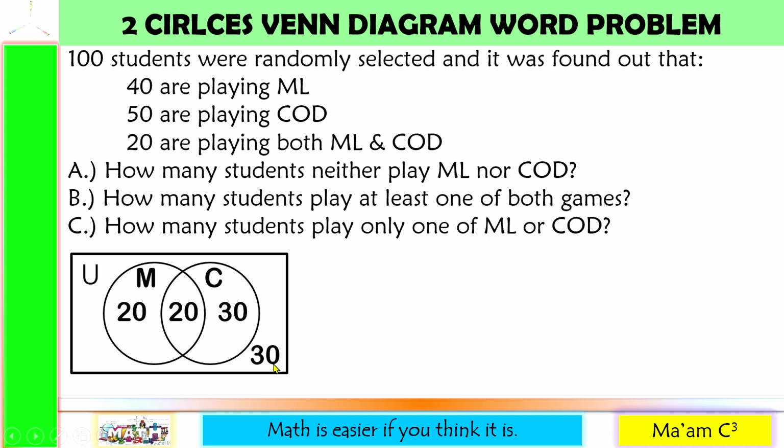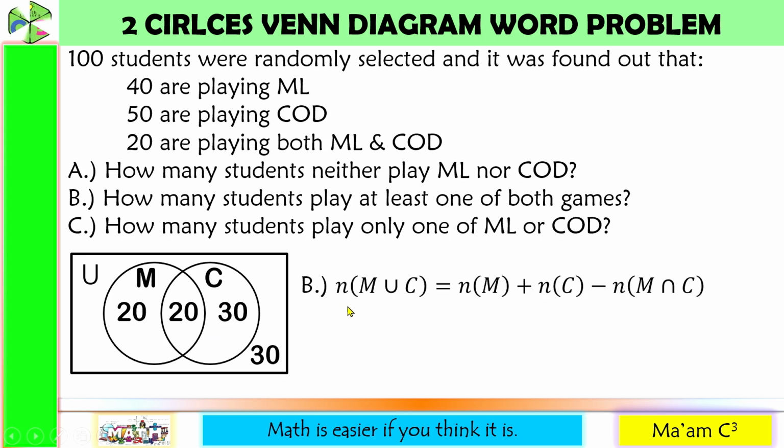Next one, letter B. How many students play at least one of both games? When we say at least one, it could be at least ML or at least COD, or both of ML and COD. So that would be the cardinality of M union C.